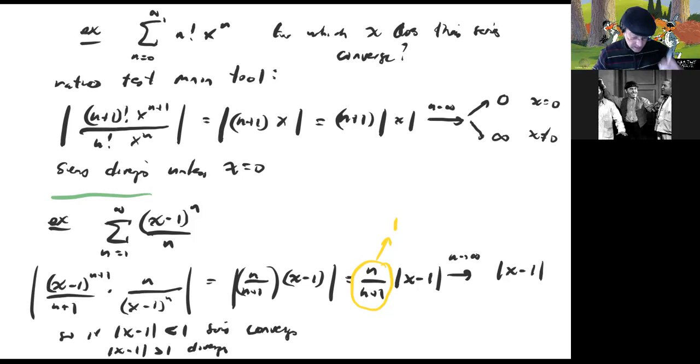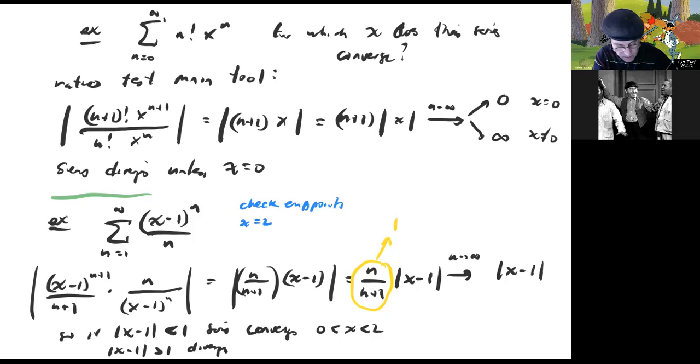So now, absolute value of x minus 1 less than 1 is the same thing as x being between 0 and 2. And so it converges when x is between 0 and 2, and if x is outside that interval, not including the endpoints, it diverges. So we have to check endpoints. I'm going to check the endpoints here, because that's the only remaining cases of the interval from 0 to 2.